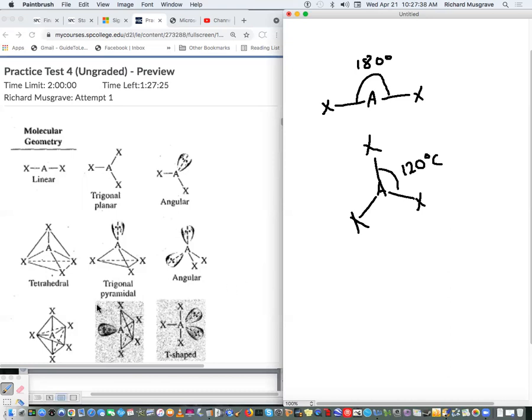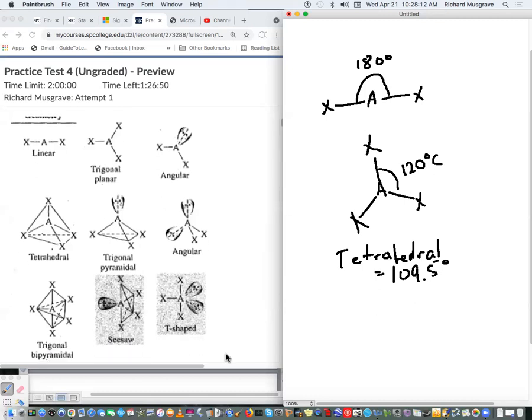Yes. Okay. Tetrahedral, that's a tough one because it's three-dimensional. You have to just remember this one because there's not an easy way that I can get you to look at this one. 109.5 degrees. You'll just have to accept that. I'm sorry, but that's how it is. It's a solid shape.